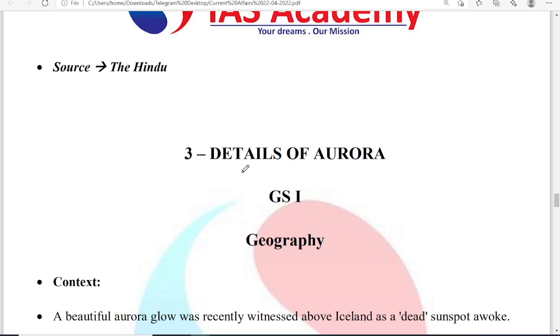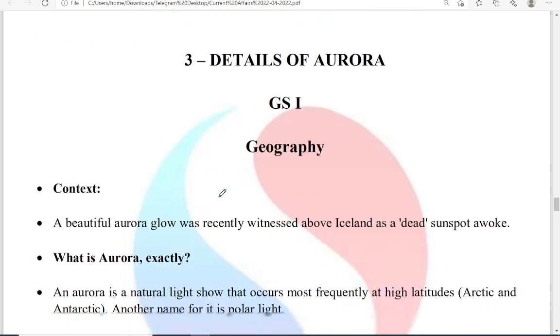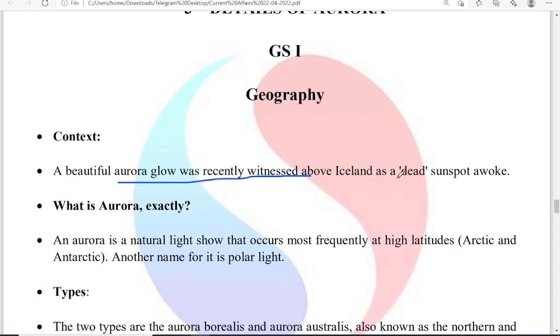So the next news, the next context is that a beautiful Aurora glow was recently witnessed at Iceland, as the dead sunspot awoke. Sunspot means the dark spots which are visible on the sun. When we look through the telescope, some dark spots are visible on the sun. Those are known as sunspots. So a dead sunspot awoke, so now it is no more dead. This dead sunspot awoke, and this resulted in a beautiful aurora glow which was witnessed in Iceland.